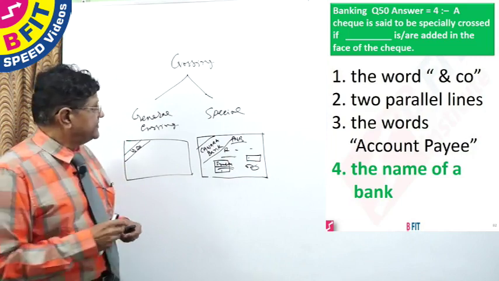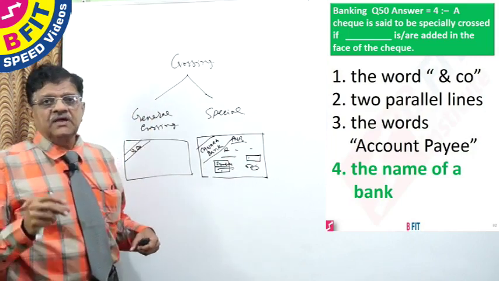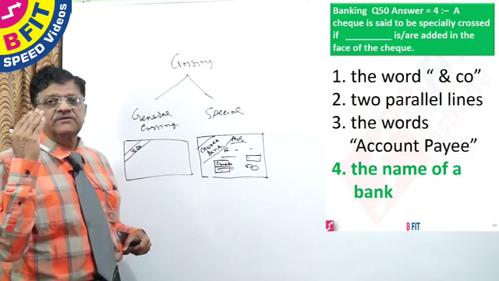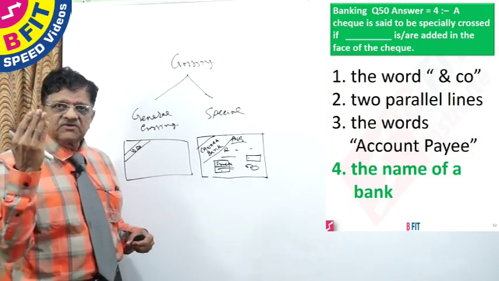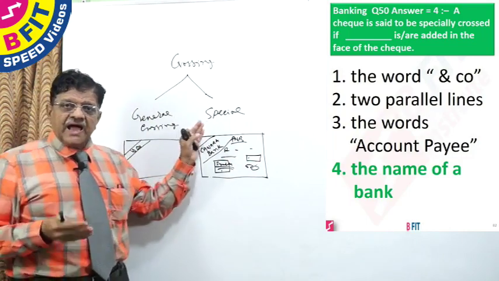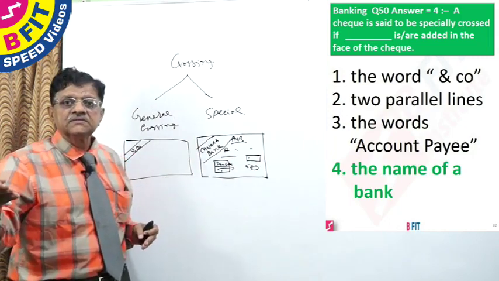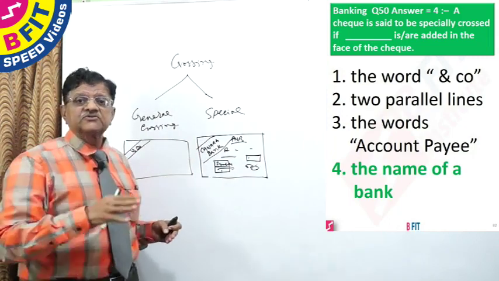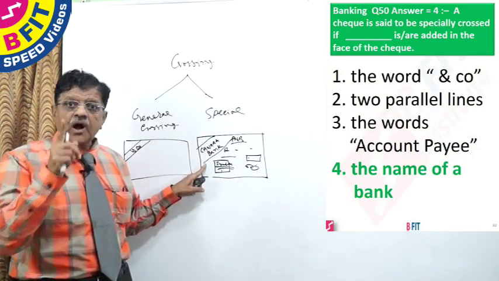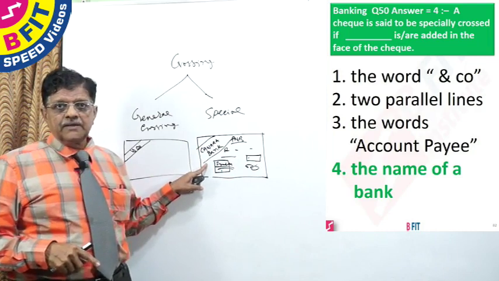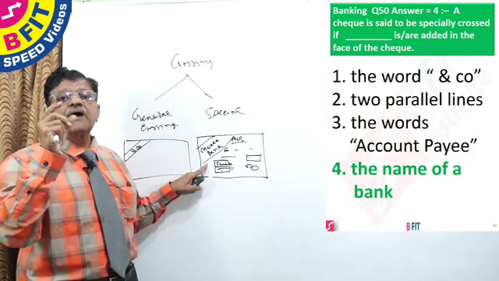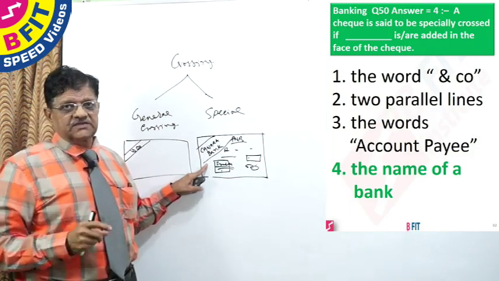So, to summarize, general crossing means adding two parallel transverse lines on the face of the instrument with or without the words "not negotiable". The words "not negotiable" are optional. Special crossing means adding the name of a bank with or without parallel transverse lines. Please remember, for special crossing, two parallel transverse lines are optional. But what is important? The name of a bank must be added on the face of the check.